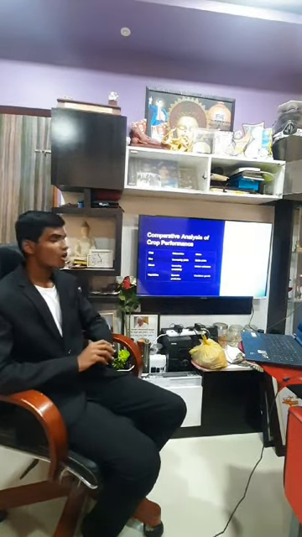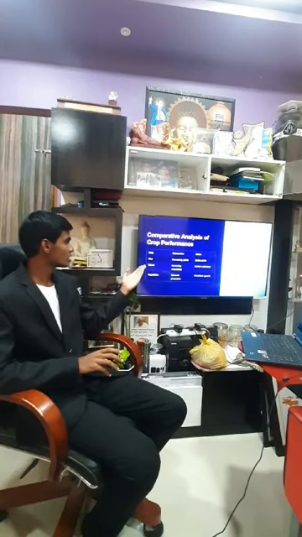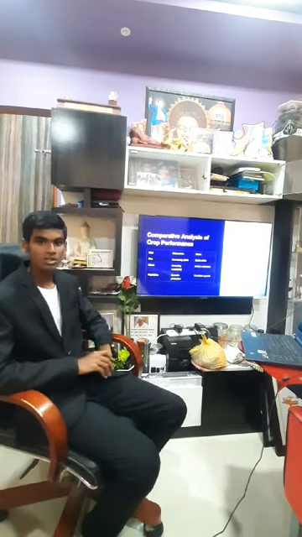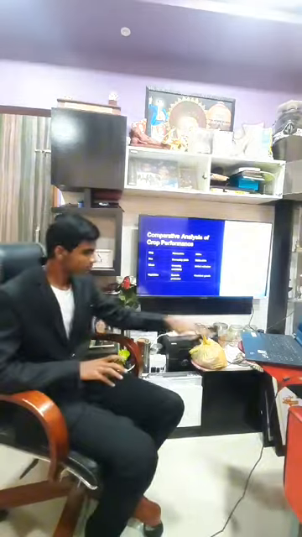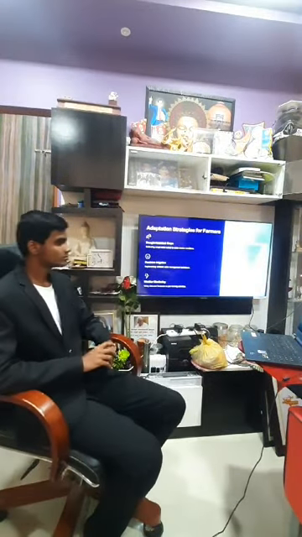Comparative analysis of crop performance. Here you can see the analysis between Maharashtra and Sikkim. Moving on to the next slide.